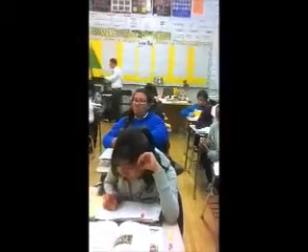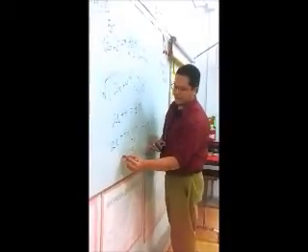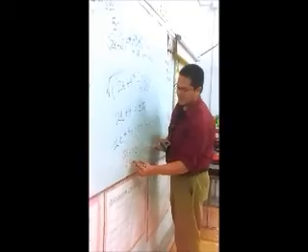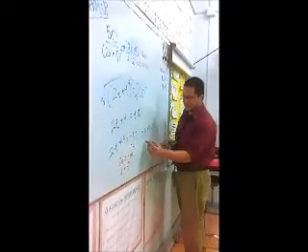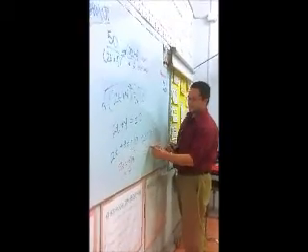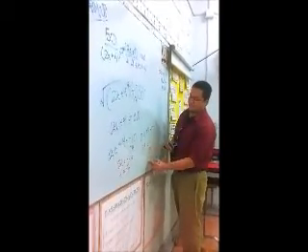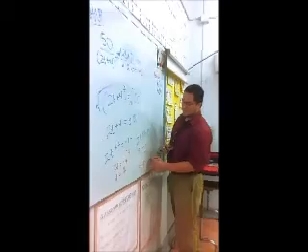2t plus 4 equals negative 10, so 2t equals negative 14, and t equals negative 7. And this one, 2t plus 4 equals 10, so 2t equals 10 minus 4, which is 6, so t equals positive 3.